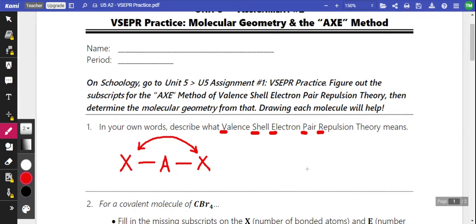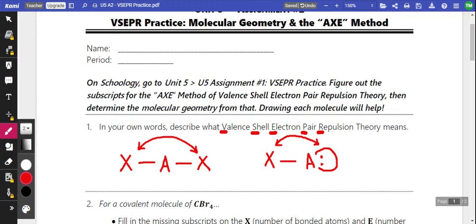Or it could be a lone pair of electrons. So here's a bonded atom, and then I've got a lone pair of electrons here, which I'm going to do one of these. Okay, so in either case, these need to have their room. They're going to repel each other. So we're going to put them as far apart from each other as possible. This gives us certain three-dimensional shapes.